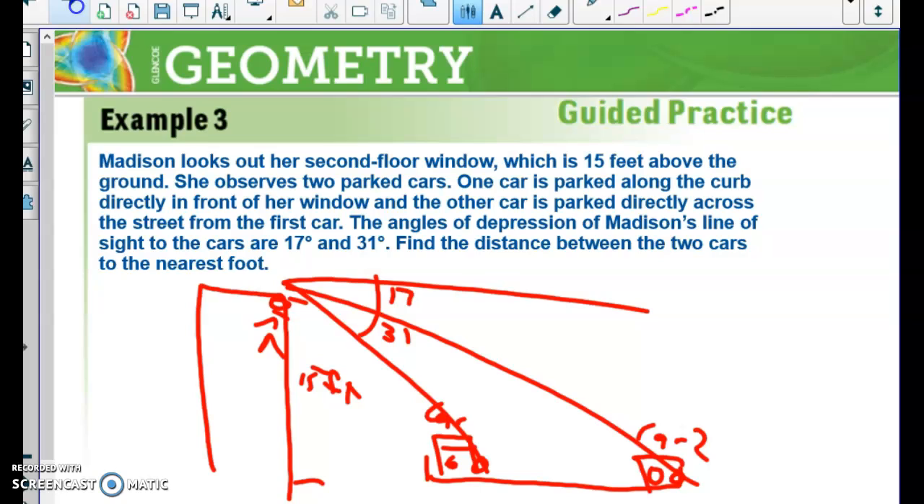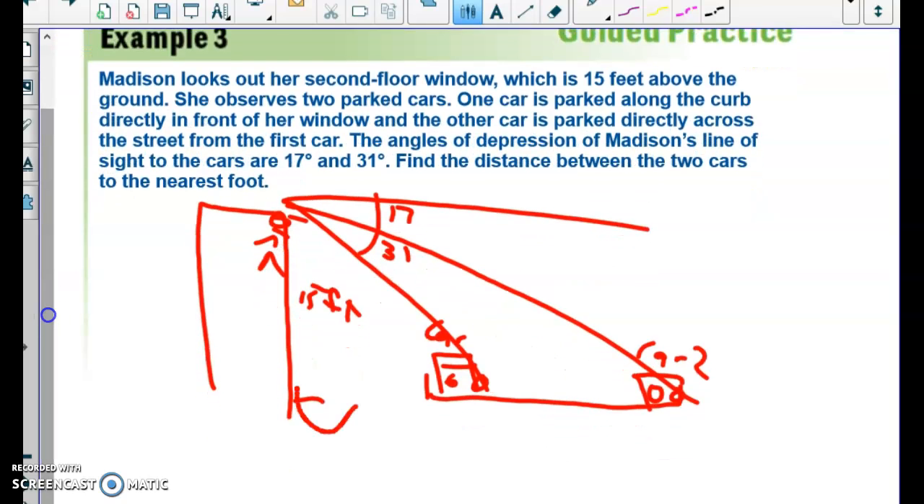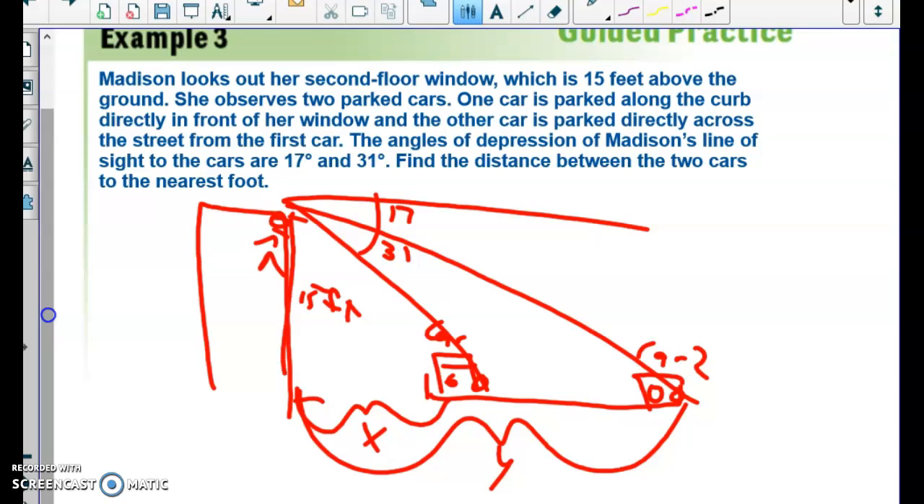So what we're going to do in this question is find some distances. We have to find the distance to that car. We'll call that x. The distance to the second car is y. And then if we subtract y minus x, we'll get the distance between the cars. So here we go. I know this is 15 feet.